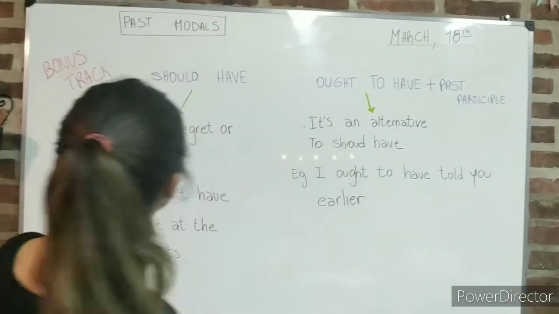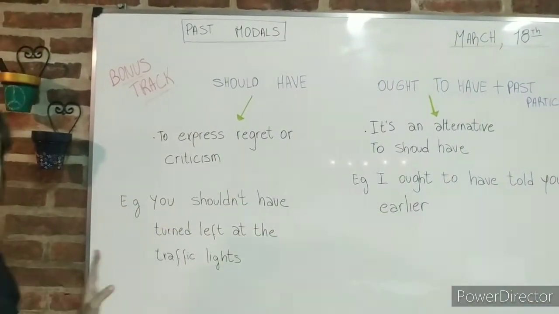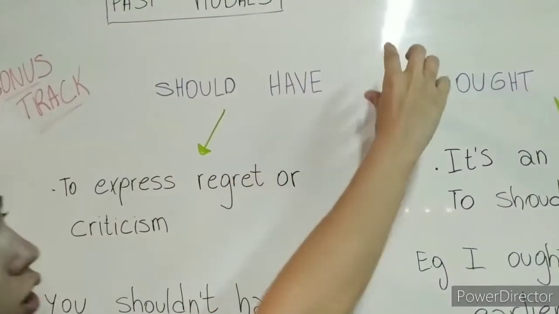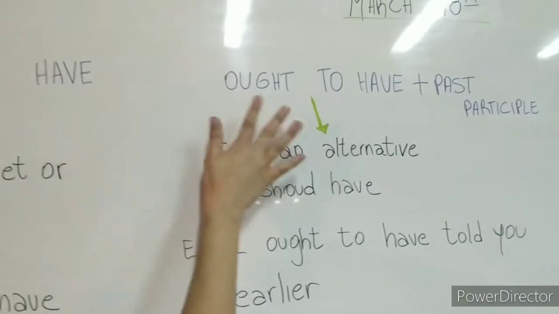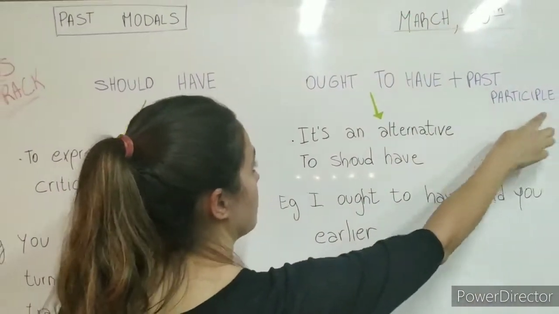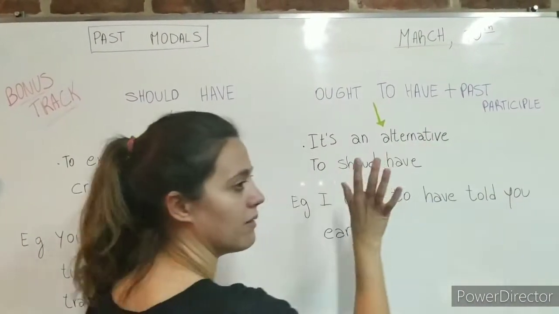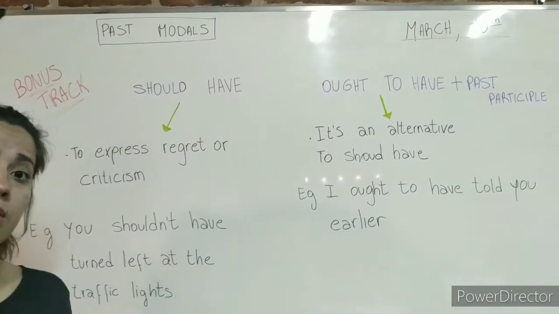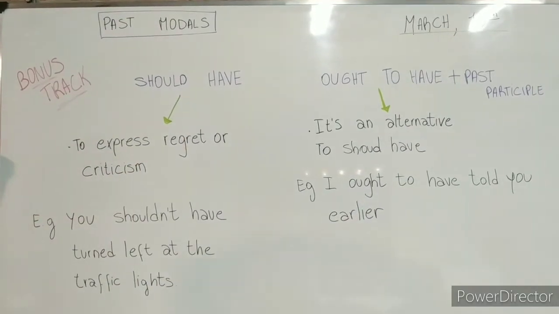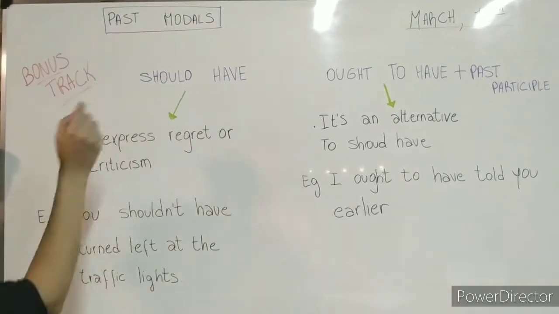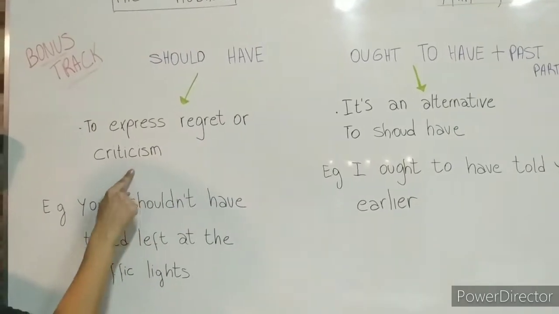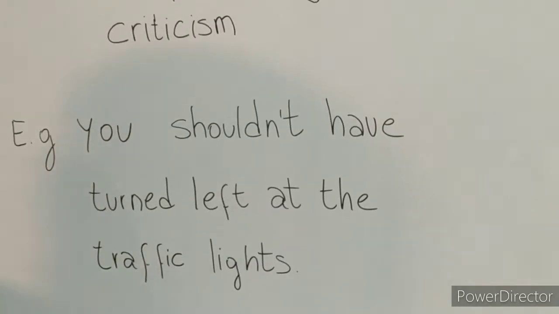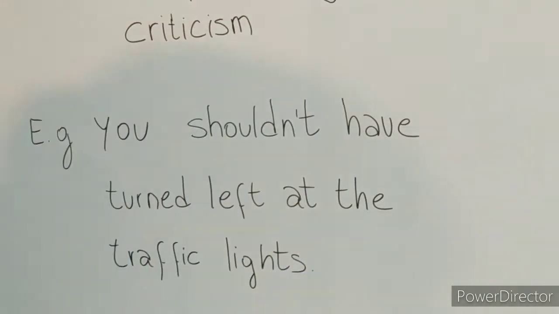So, here we have the bonus track. Within this bonus track, as you see, it is very short. So, we have should have and ought to have, of course, both, plus the past participle. Los dos seguidos de past participle. Maybe it is not so clear, but you have to use the past participle in both cases, and of course the have, yes? So, we have should have to express regret or criticism, okay? For example, you shouldn't have turned left at the traffic lights, okay? This is a kind of criticism.